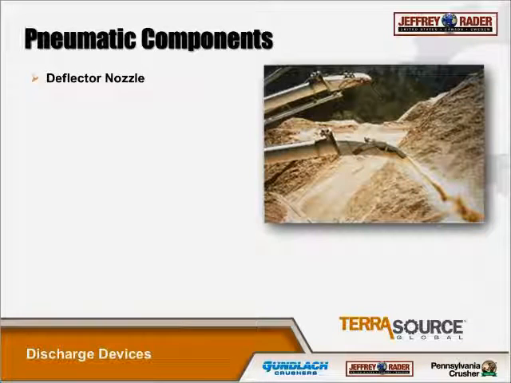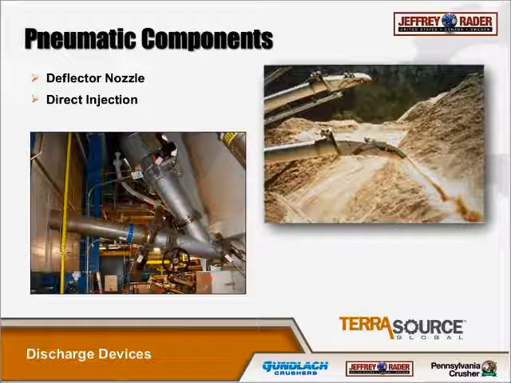Just to finish up the discharge devices, here's a deflector nozzle. It allows you to blow directly into a pile. Creates a pretty big mess if it's sawdust. And here's direct inject. If you're doing a boiler feed, you can directly inject into a boiler. All we need to know is the operating pressure of that boiler, and we're good to go.